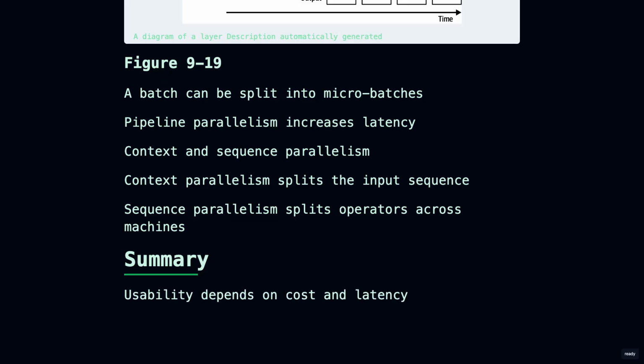A model is only practical if inference is affordable and responsive. Lower cost makes AI easier to deploy at scale, and lower latency makes it usable in more real-time applications.